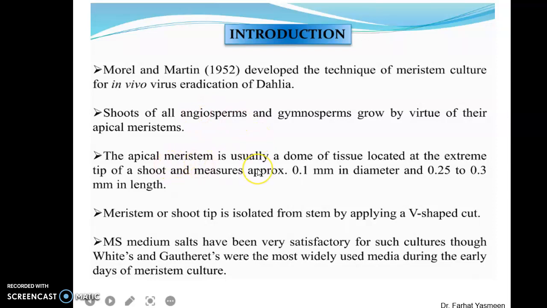The apical meristem is usually a dome of tissue located at the extreme tip of the shoot, measuring approximately 0.1 millimeter in diameter and 0.25 to 0.3 millimeter in length. The meristem, also known as the shoot tip, is isolated from the stem by applying a V-shaped cut. Then MS medium salts have been very satisfactory for such cultures, though White's medium was the most widely used during the early days of meristem culture.